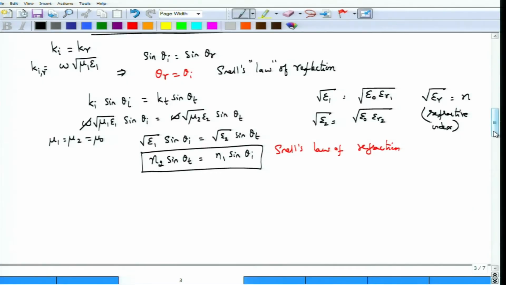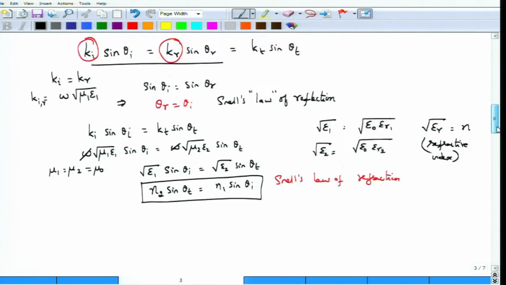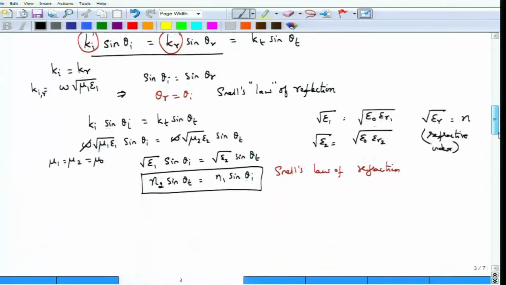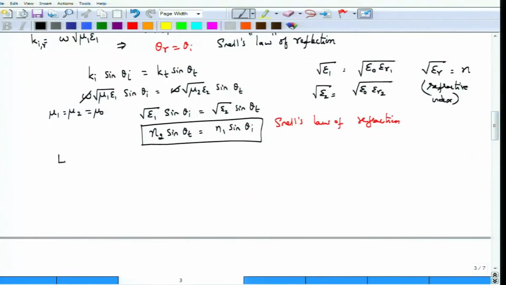This is Snell's law, but we still have an equation to solve, right? We still have equation 2 and equation 1 to solve, because remember the goal for us is to find out the ratios of the reflected amplitude of the electric field to the incident amplitude of the electric field, and the transmitted amplitude of the electric field to the incident amplitude of the electric field. So we still need to find these two ratios, which give you the reflection coefficient and transmission coefficient, respectively.